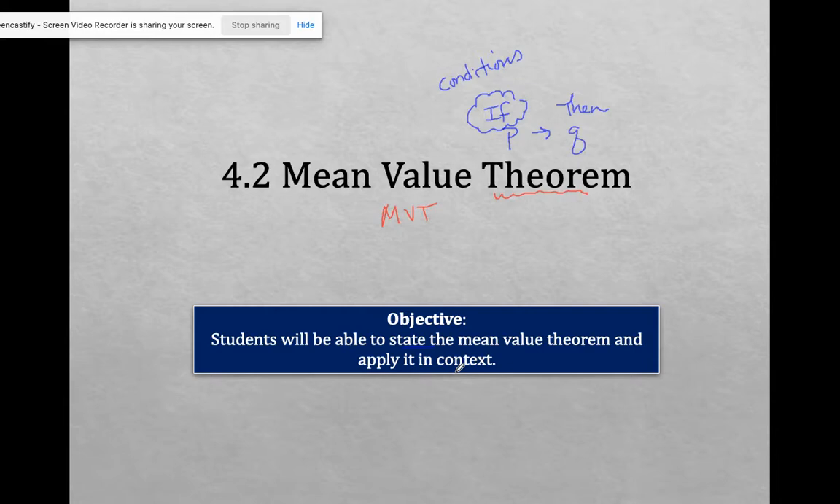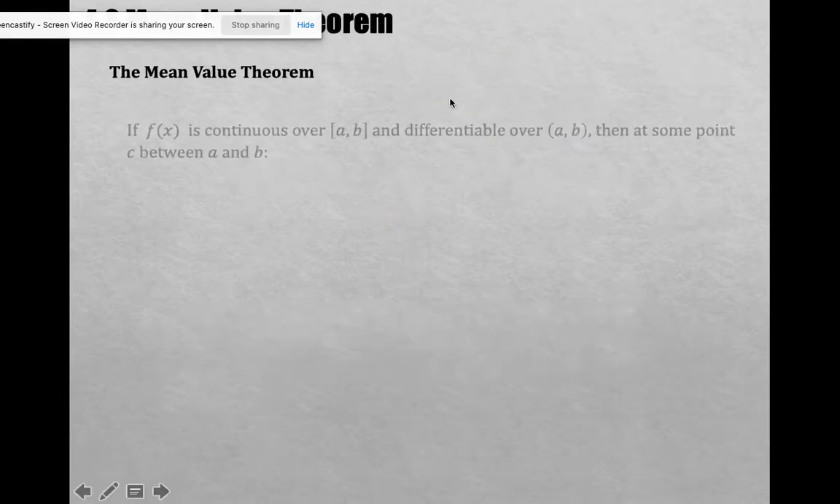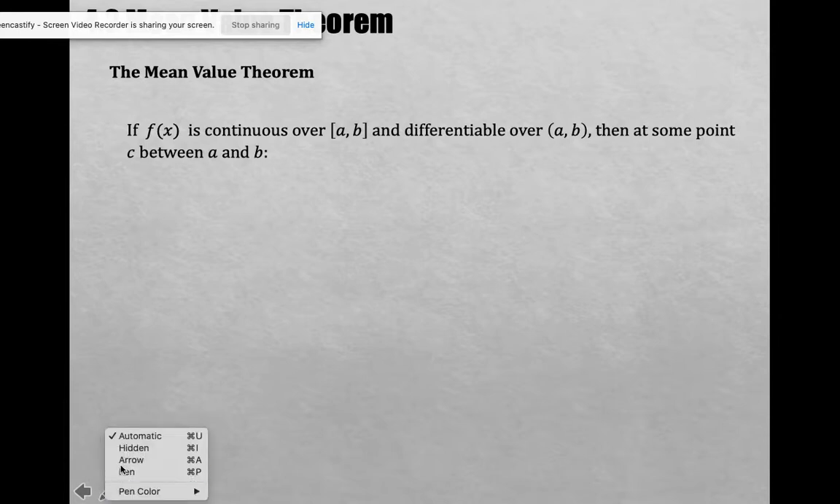What they're going to do is ask you to use it, and they're going to ask you to verify that you are allowed to use it, which means you have to know the conditions under which the mean value theorem applies. So let's state it first. There we go. The mean value theorem. Notice the if, so certainly put this in your notes and highlight the if part and the then part.